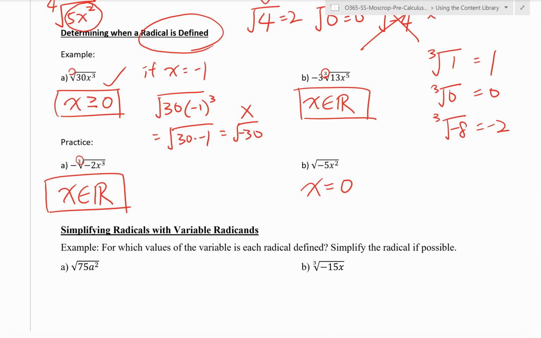X cannot be positive nor negative, because when you square positive or negative numbers, it turns into a positive number. Positive times negative is negative. We can't square root negatives, except x can be 0 because we can square root 0. Okay, so this one is a little tricky.